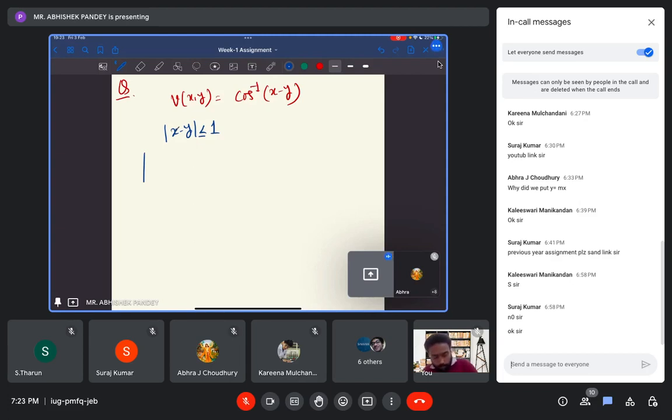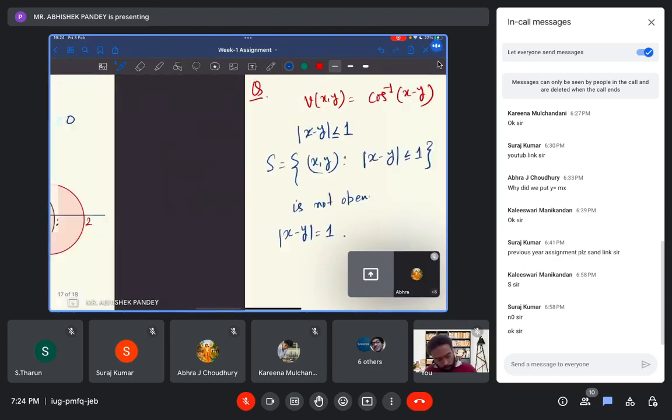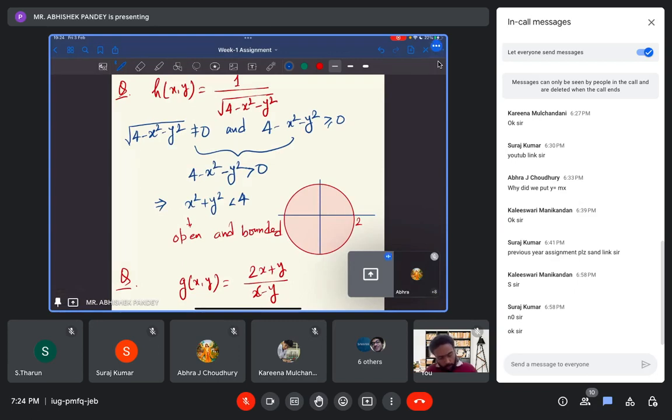Such kind of thing. So the set S, (x, y) such that modulus of x minus y is less than or equal to 1, is not open, since x minus y equals 1 will also be there. Okay, so this also does not satisfy what we required. So we need only to check which domains are open and bounded. Okay.